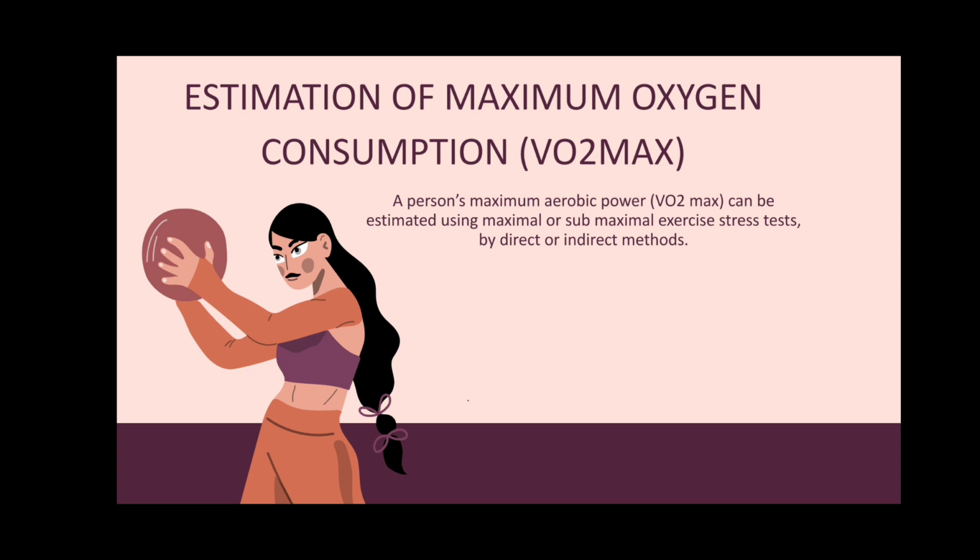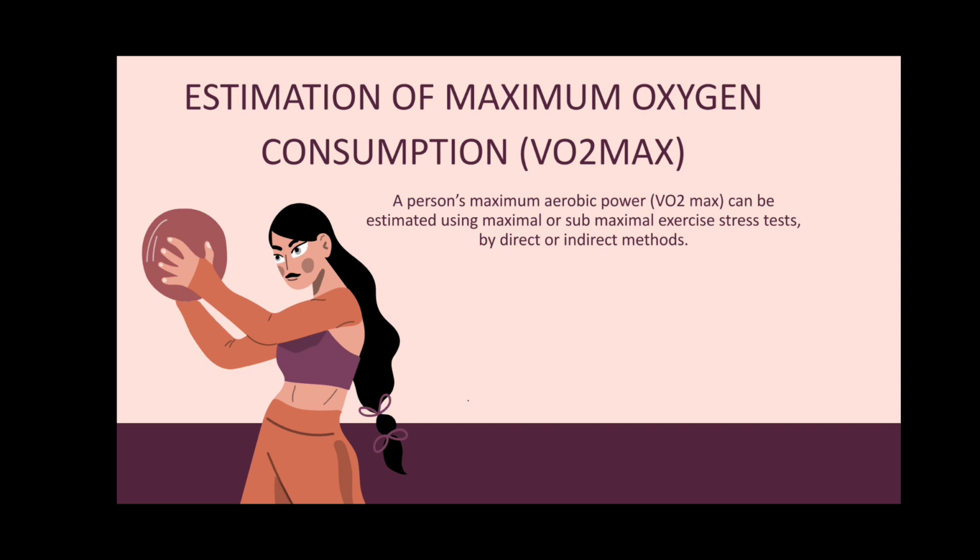A person's maximum aerobic power or capacity, that is VO2 max, can be estimated using maximal or submaximal exercise stress tests by direct or indirect methods. So there are basically two categories of exercise stress test. The first one is maximal and the second one is sub-maximal. Maximal exercise is done till exhaustion. Sub-maximal exercise can be stopped before reaching the highest heart rate or the exhaustive stage.